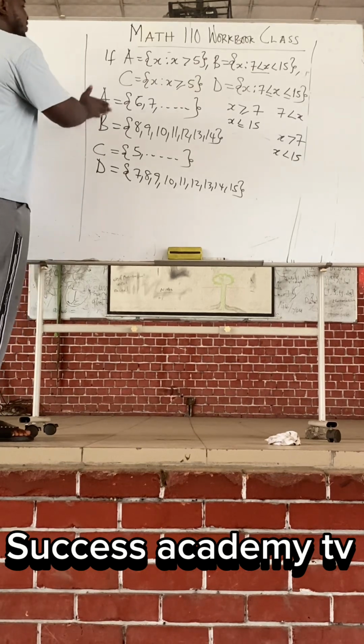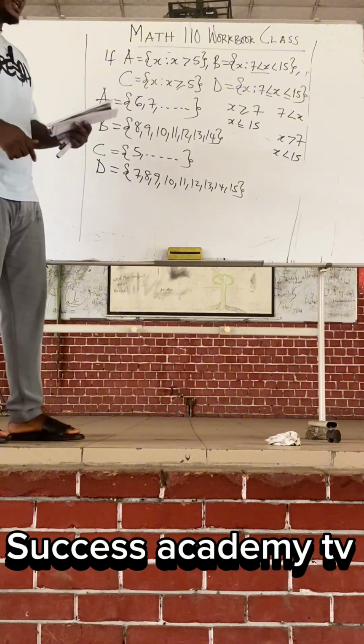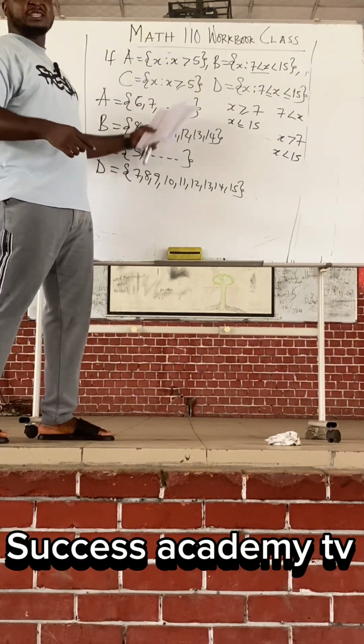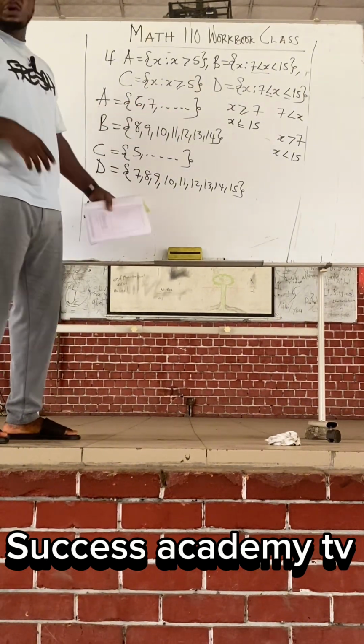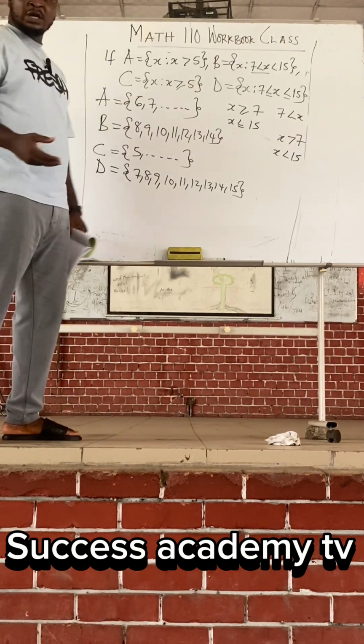Class, why is it important to bring out the members of the set before you start solving the main question? So that it will be easy. If they say A union B, you know who you are uniting with who, right? If they say intersection, you know what to do. But if you have not brought out their members, it will be more difficult.